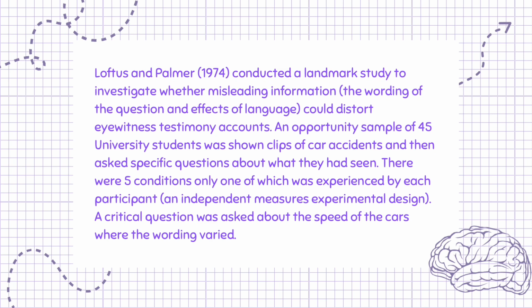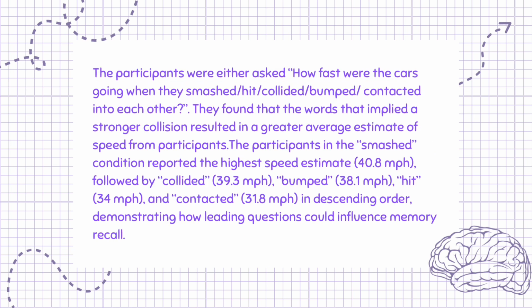design. A critical question was asked about the speed of the cars where the wording varied. The participants were either asked how fast were the cars going when they smashed, hit, collided, bumped, contacted into each other. They found that the words that implied a stronger collision resulted in a greater average estimate of speed from participants. The participants in the smashed condition reported the highest speed estimate, 40.8 miles per hour, followed by collided, 39.3 miles per hour, bumped, 38.1 miles per hour, hit, 34 miles per hour, and contacted, 31.8 miles per hour, in descending order, demonstrating how leading questions could influence memory recall.